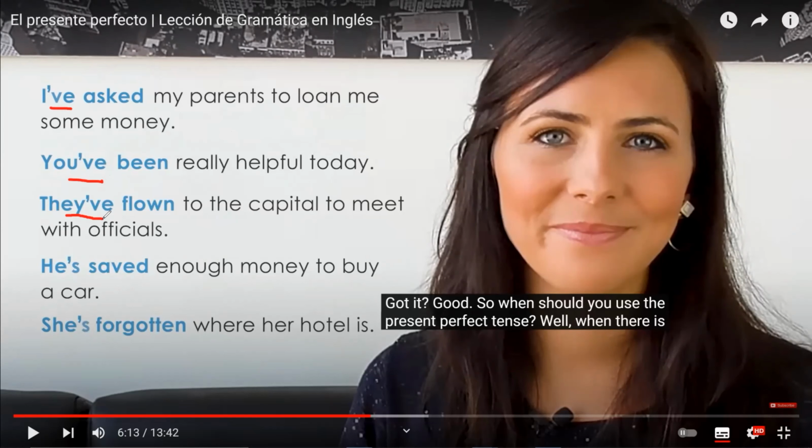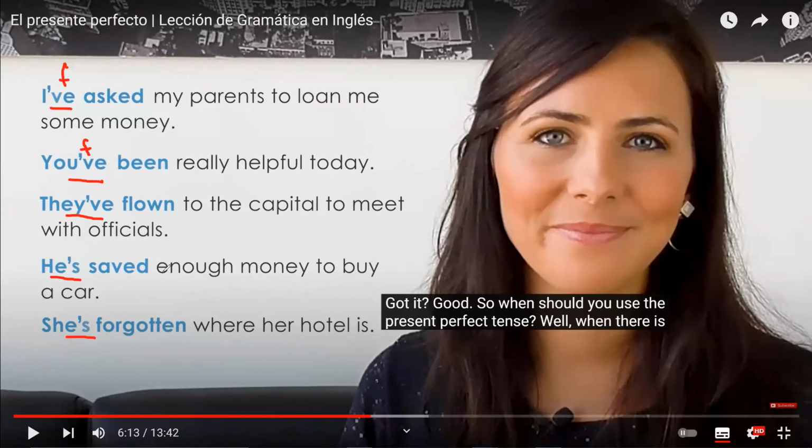Actually, many British people and American people and other people from different countries who speak English tend to use the contracted forms more. Remember, this is like an F. I've asked, you've, the same, like an F. You've been really helpful today. They've flown to the capital to meet with the officials.